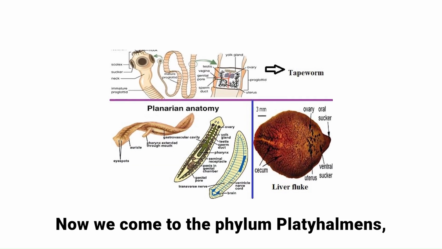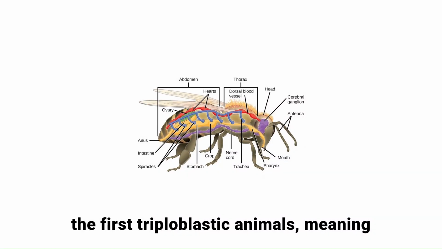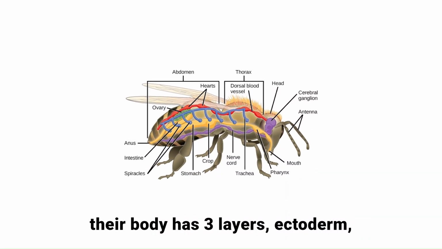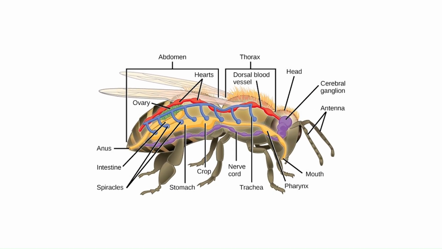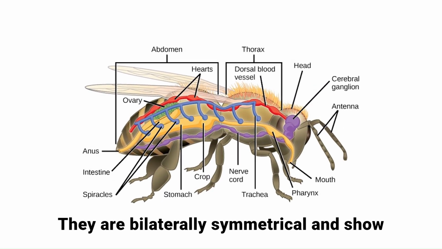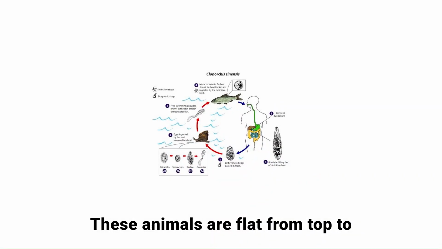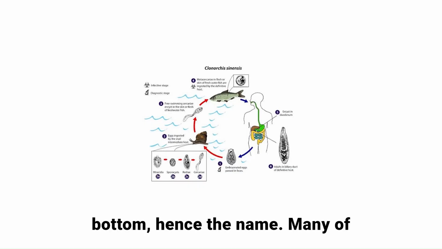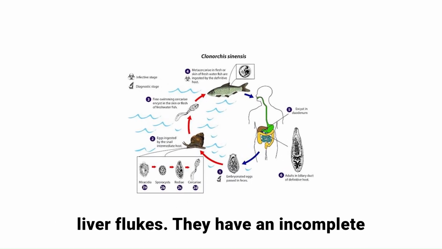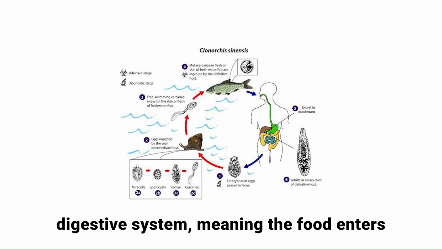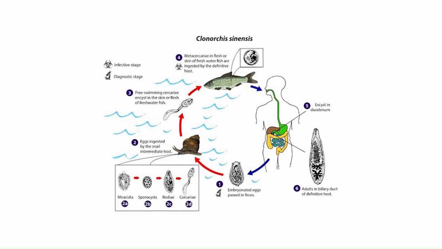Now we come to the phylum Platyhelminthes, also called flatworms. These are the first triploblastic animals, meaning their body has three layers: ectoderm, mesoderm, and endoderm. They are bilaterally symmetrical and show organ level of organization. These animals are flat from top to bottom, hence the name. Many of them are parasites, such as tapeworms and liver flukes. They have an incomplete digestive system, meaning the food enters and exits through the same opening.